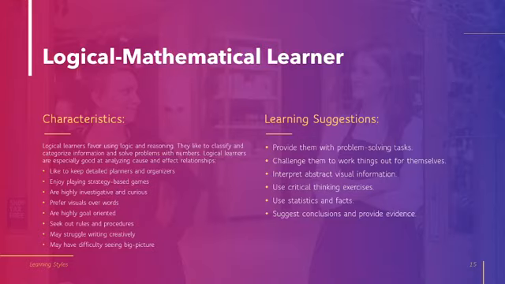So, the characteristics of a logical mathematical learner is they like to keep detailed planners and organizers. They enjoy playing strategy-based games, are highly investigative and curious, prefer visuals over words, are highly goal-oriented, seek out rules and procedures, may struggle writing creatively, and may have difficulty seeing big picture.